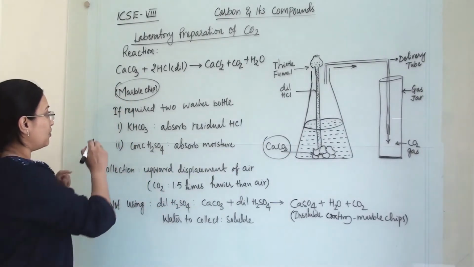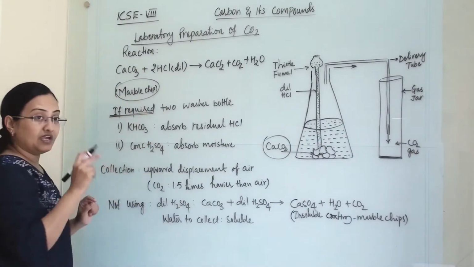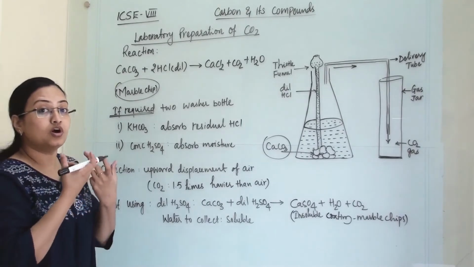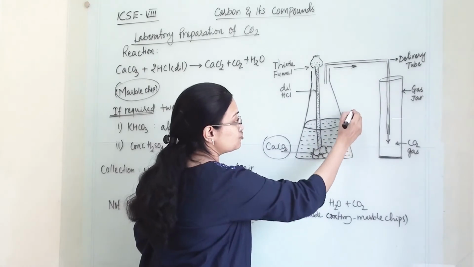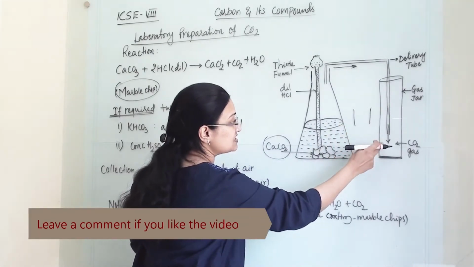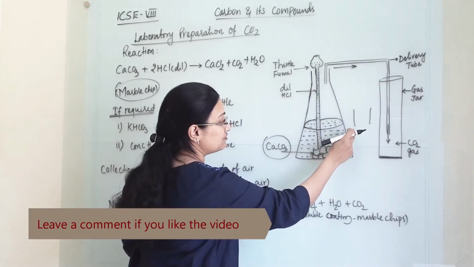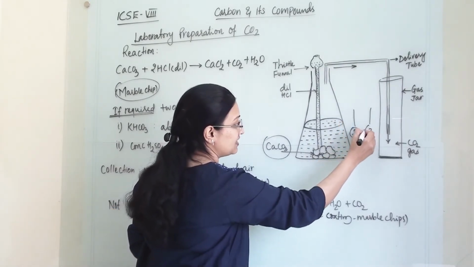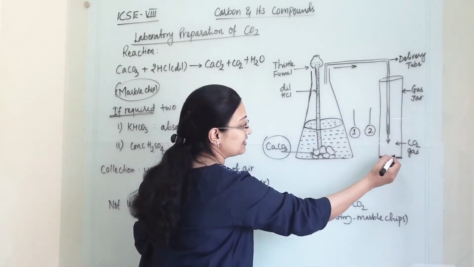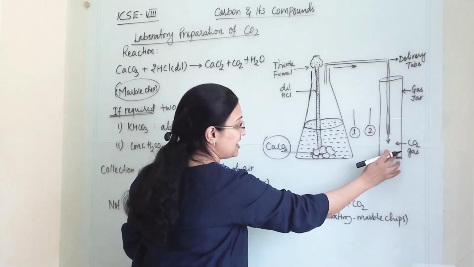Now if required, we can arrange 2 other washer bottles, and we can arrange those 2 bottles over here. So this gas delivery tube will go to the first washer bottle, and then from that to a second, and from the second we are collecting the carbon dioxide gas.